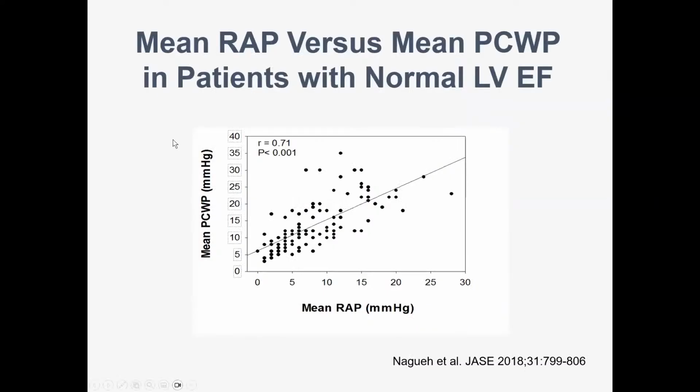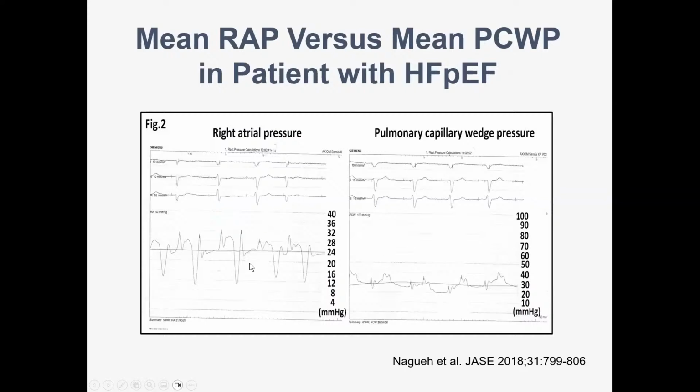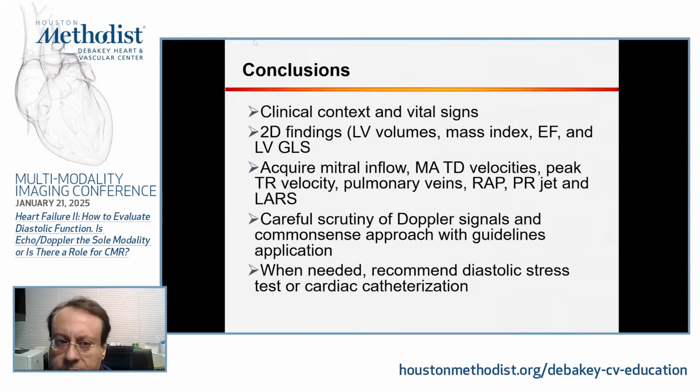Many patients with heart failure preserved EF have an increase not only in the mean wedge pressure, but also right atrial pressure. And this is a study that included about 100 patients from our group. And you see that nice correlation. Both pressures were obtained invasively. And that's an example showing you both pressures elevated from a patient with heart failure preserved EF. Non-invasively in the lab, we look at assessment of right atrial pressure based on inferior vena cava, its diameter, its spontaneous change with respiration, as well as hepatic venous flow.